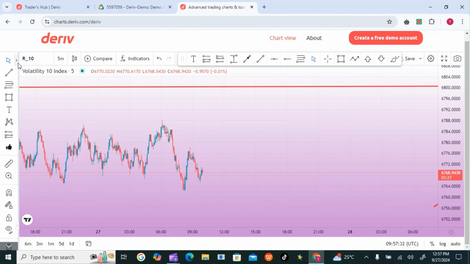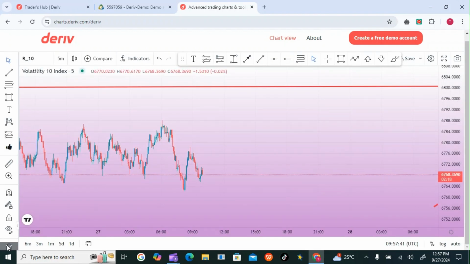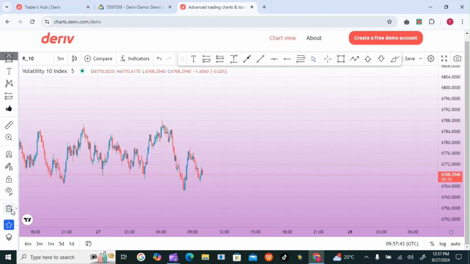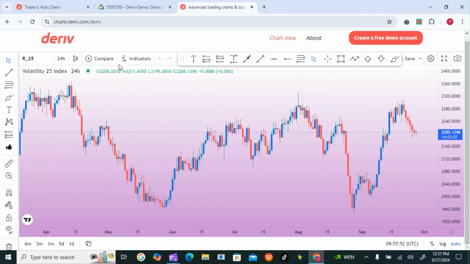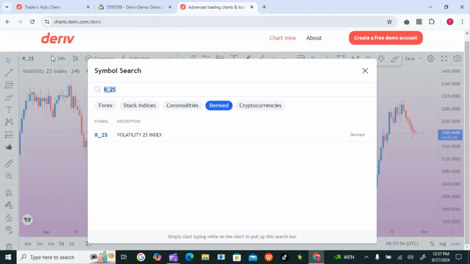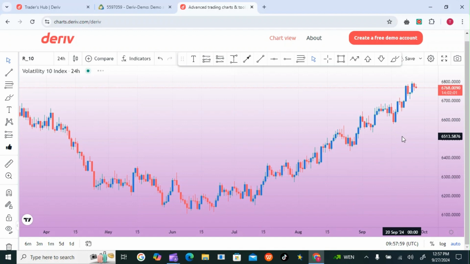The first thing, we will come to volatility 10. Come to your volatility 10. Let me first clear everything. So after you come to your volatility, your TradingView, you will find your TradingView looking like this. Let's start with the volatility 10 index.